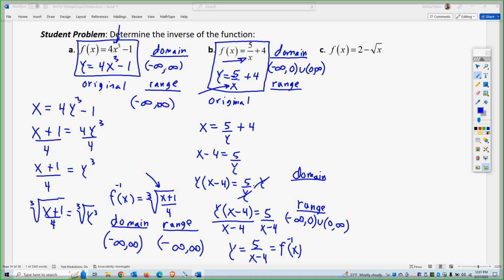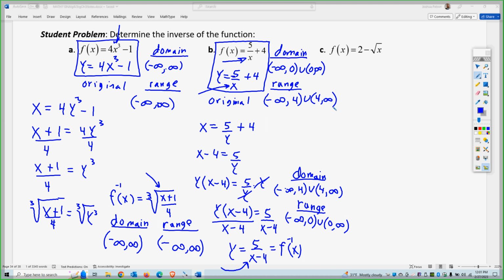Or I can approach it from down here, looking at the inverse, and I cannot plug in 4 into there. If I plug in 4, I'm dividing by 0. So my domain is negative infinity to 4 union 4 to infinity, right? So from either way, I can determine the range and domain by looking at either one. It gives you the same outcome.